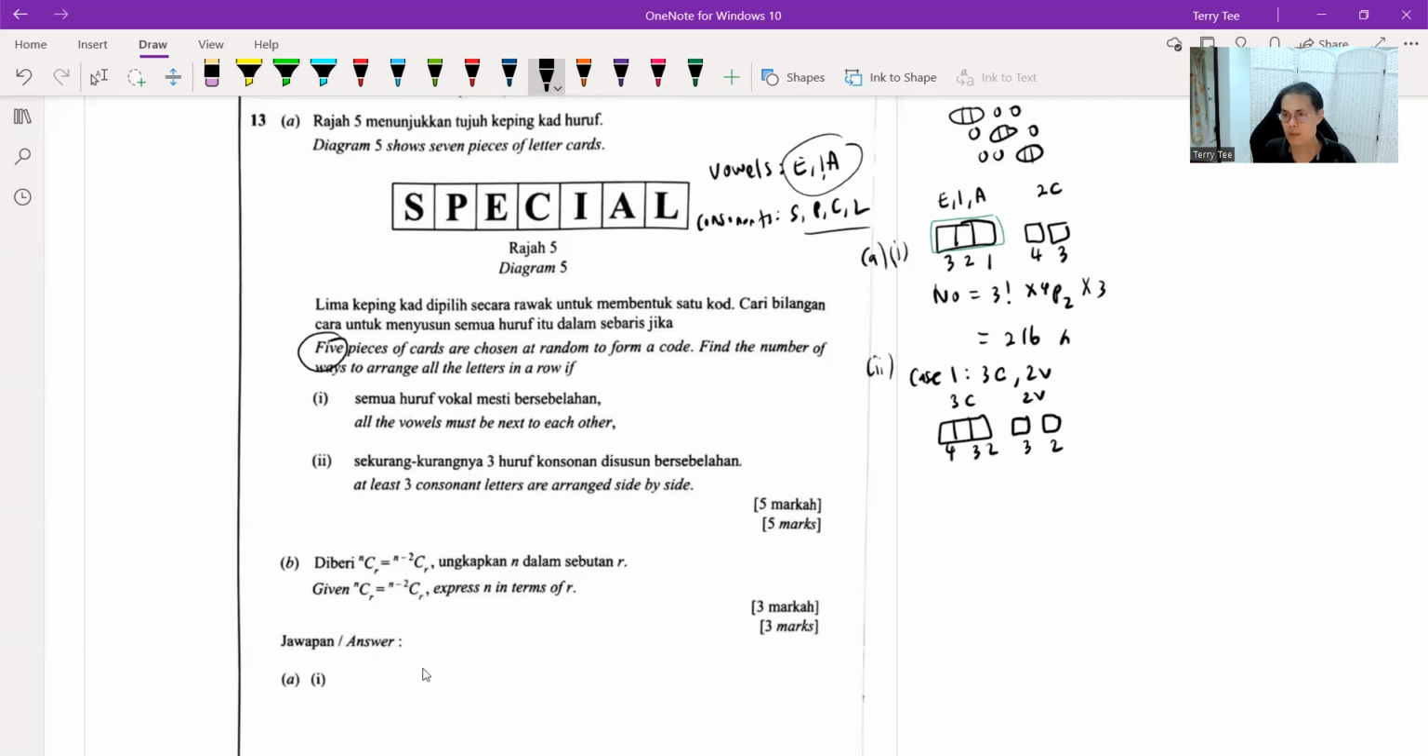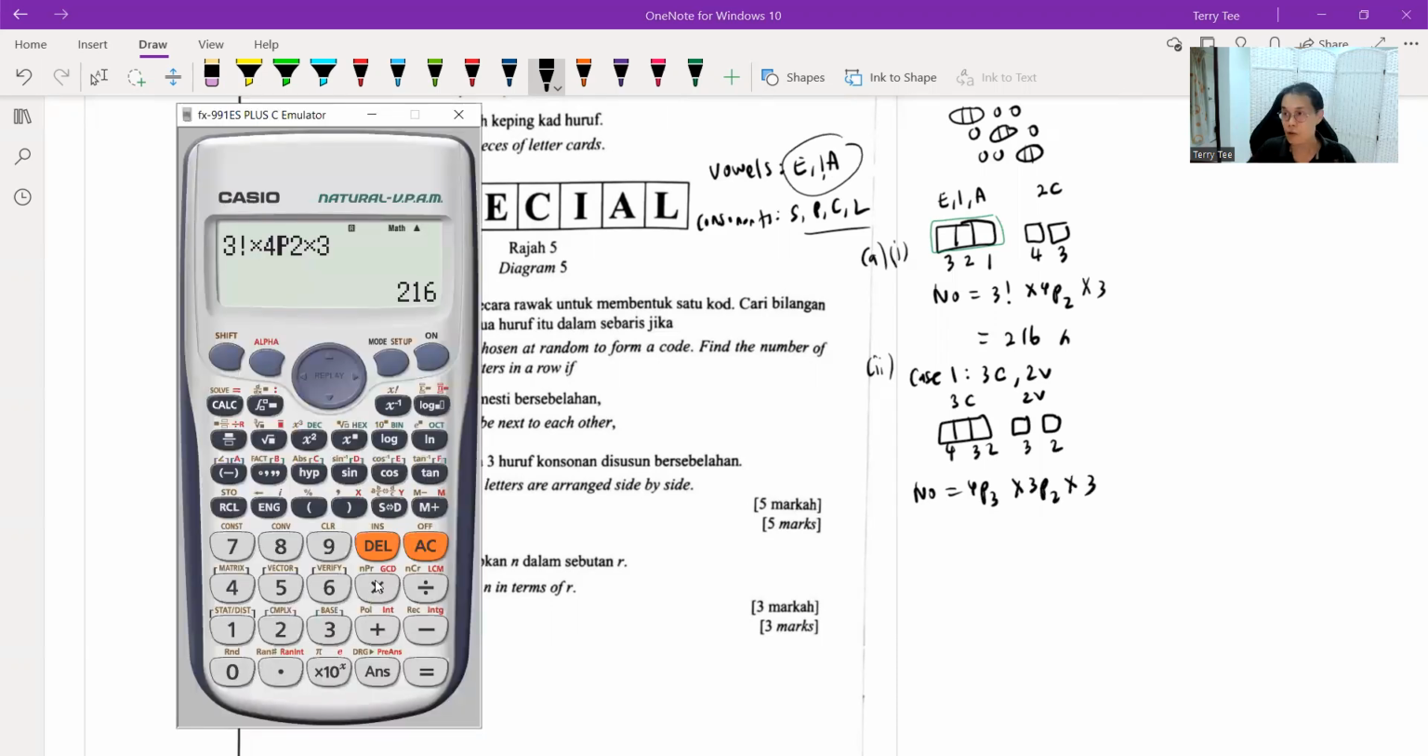And again, similar to just now, I have a block of 3. I can put the block in front, middle, or last. So the number of ways you can write as 4p3, and this one you can write as 3p2. 3p2 is 3 times 2. You multiply by 3 because there are 3 different ways to arrange them. You can put it first, second, or third. So let's do it one by one: 4p3 times 3p2 times 3. This gives us 432.